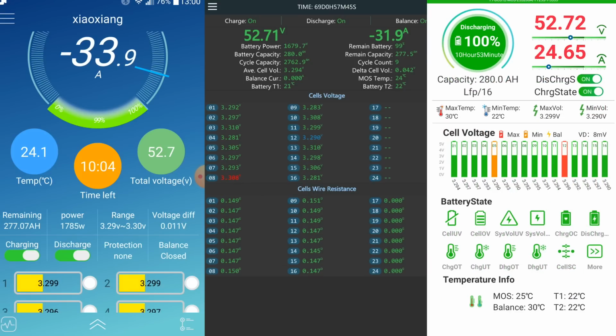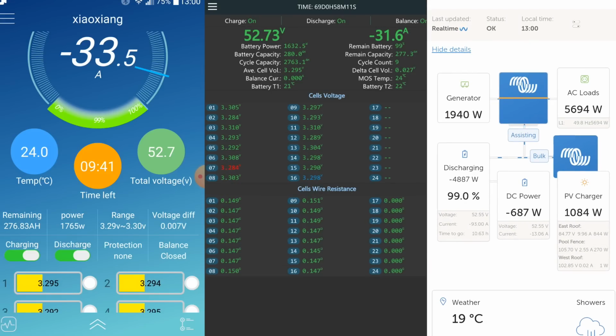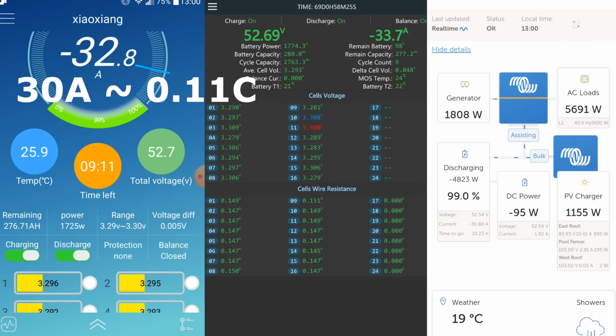Let's have a look at the BMSs. 33 amps, 35 amps from the 304 ampere hour battery, 28, 30 amps from the JK, and around 30 amps, I would say, as well from the Heltec BMS at the bottom. So this is pretty much it, 30 amps. This is all we are pulling from the single battery banks at 5.7 kilowatts. That is insane. Such a low current. This is a bit over 0.1C now, which I'm pulling from these batteries.